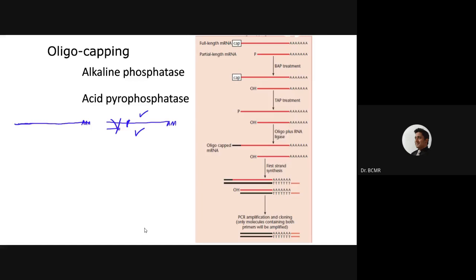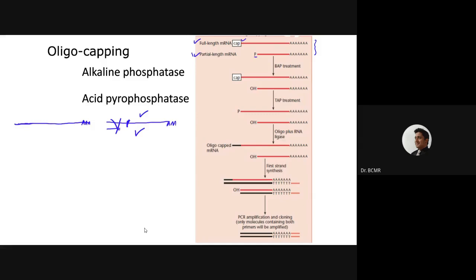Here is a method that is a little bit complicated, but simple enough. We can always get through it. So there are two different mRNAs here. One is a full length one, and the other one is a broken or partial length one. Okay, what is the difference between these two? They both have a poly A tail, and the difference is here. The full length one has the cap, and the partial one does not have a G cap.